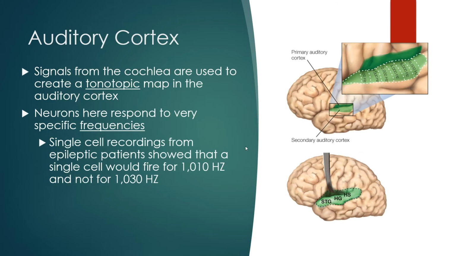So that's what I was just getting at. They respond to very specific frequencies, and this is extremely sensitive. They had some single cell recordings they were doing with epileptic patients, so they already had the brain open and were able to get in there and do some recordings. A single cell would fire for 1,010 hertz, but not for 1,030 hertz. That's a really small difference in frequency, so these cells are extremely specifically tuned. It's a very, very sensitive map of sound.